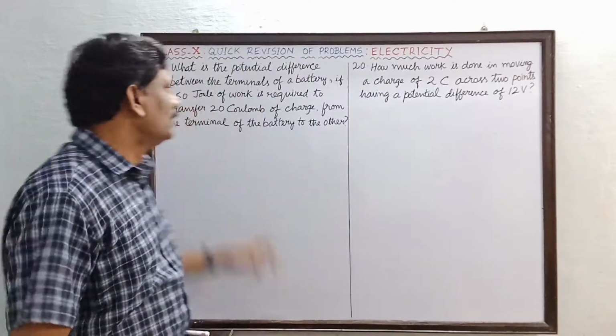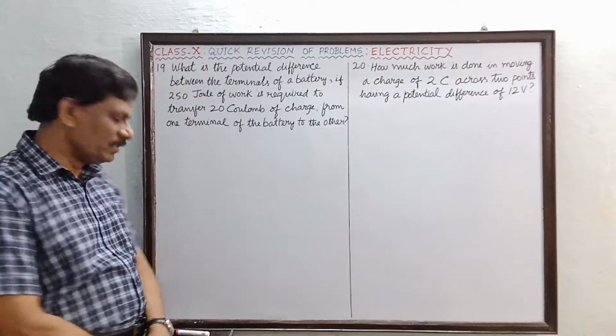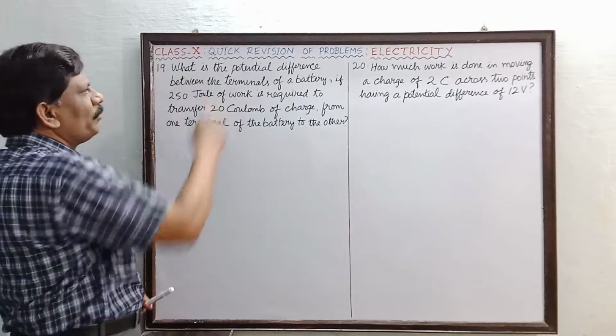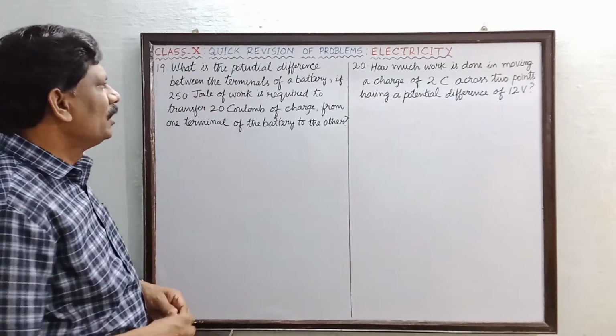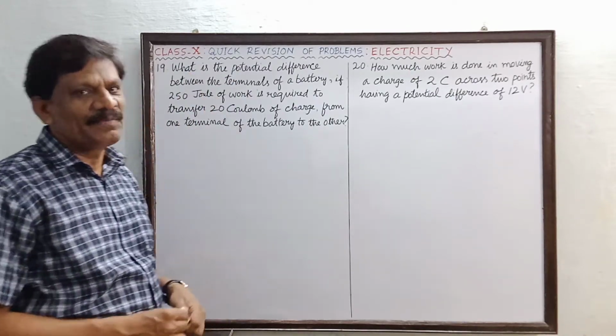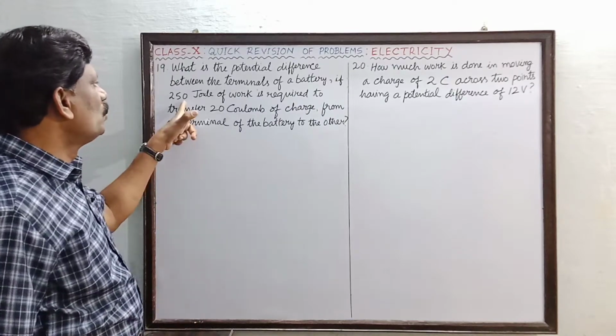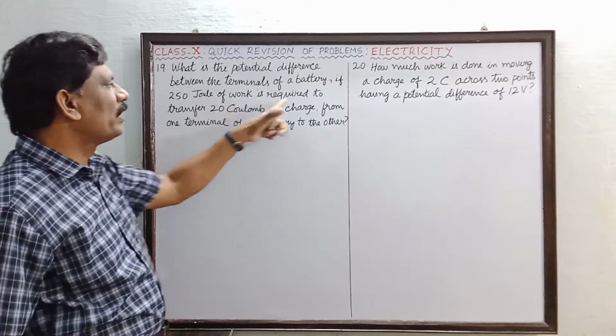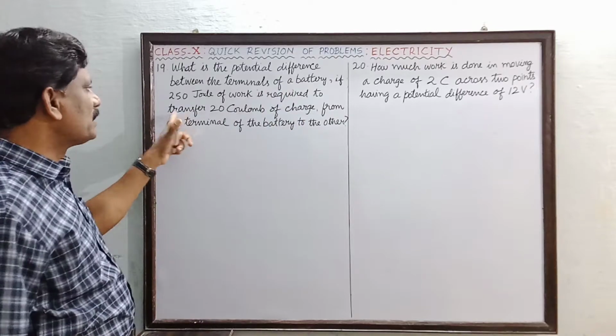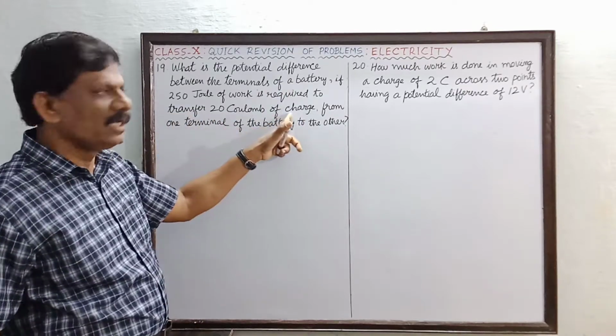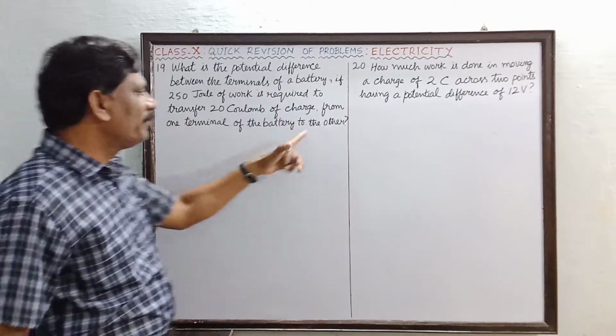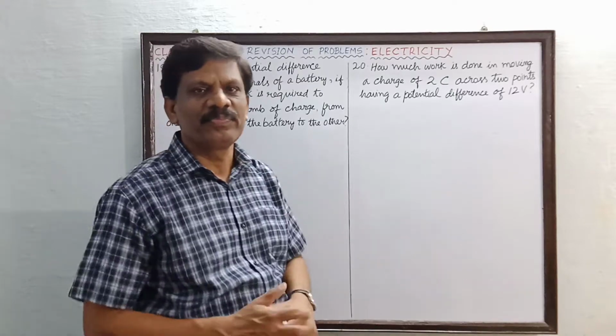Hi students, now question number 19. What is the potential difference between the terminals of a battery if 250 joule of work is required to transfer 20 coulomb of charge from one terminal of the battery to the other?